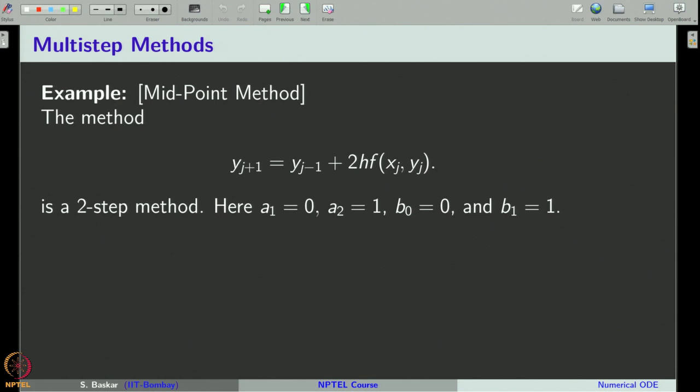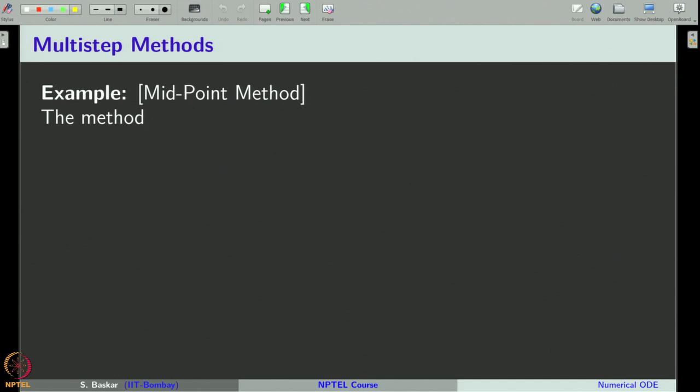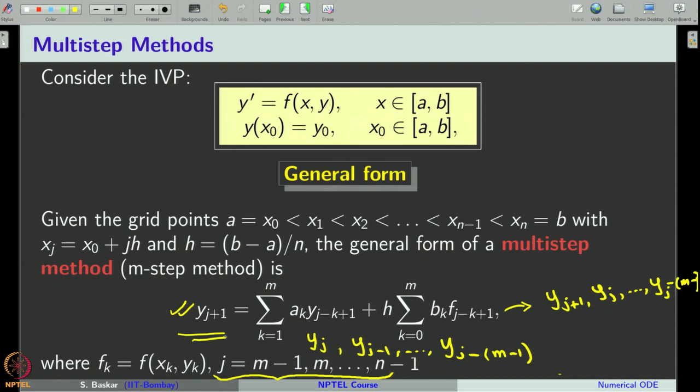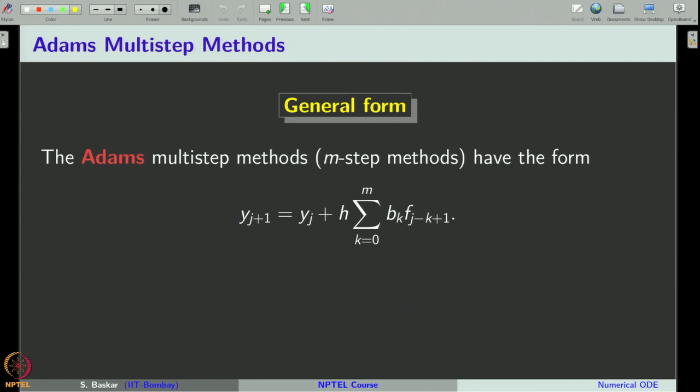If you observe, the Euler method is a one-step method, whereas the midpoint method is a two-step method. The method that we have shown in this general form is an m-step method for some given positive integer m. We are interested in particular in a class of methods called Adams multi-step methods, and these methods are written in the general form as this, where you can observe that this is also a particular case of the general form that we stated in the last slide, and this form of the method is of interest to us.